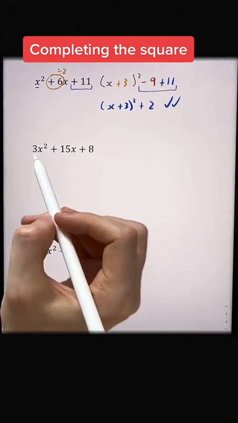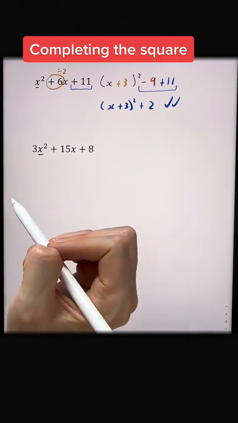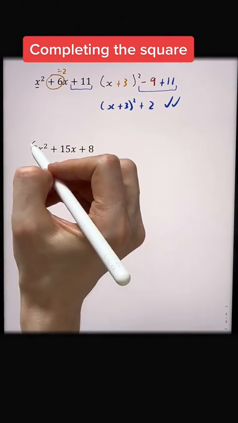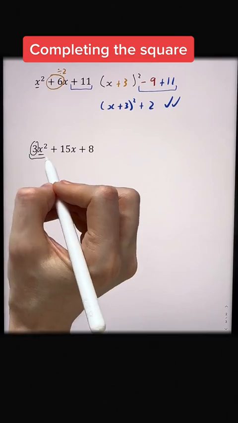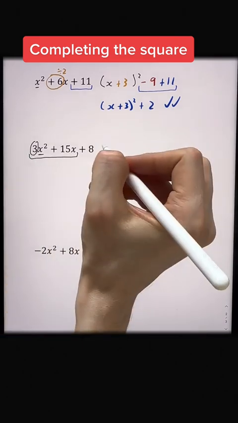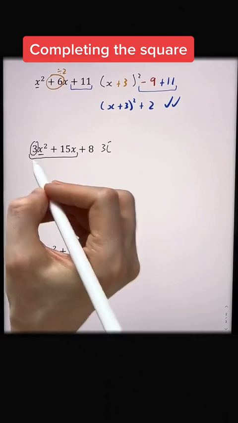For question 2, again, I need my quadratic to start positive x squared. As I have positive 3x squared, my first step is I need to factorise out the number 3 from my x squared and my single x term. Factorising out the number 3. What do I times 3 to get back to 3x squared?